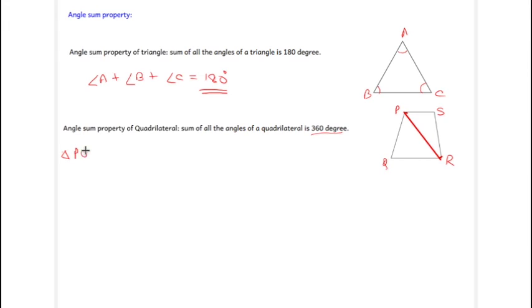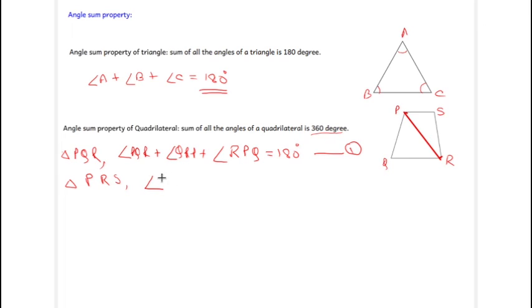Now we will show how the sum of all the angles of a quadrilateral is equal to 360 degrees. First we will consider triangle PQR. In triangle PQR, angle PQR plus angle QRP plus angle RPQ is equal to 180 degrees. Equation number 1. Now from triangle PRS, angle PRS plus angle RSP plus angle SPR is equal to 180 degrees. As the sum of all the angles of a triangle is equal to 180 degrees, we have just applied that. Now we will add these two equations, equation 1 plus equation 2.